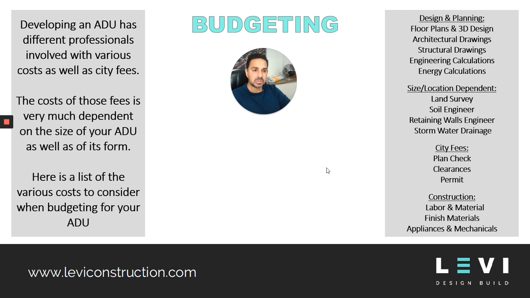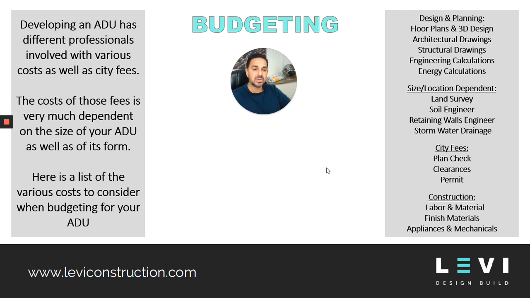In some locations and some cities, you're going to have additional surveys and calculations you might need. I can say that on hillsides, for sure, you're going to need a land survey and soil engineer, and probably also retaining walls engineering. And any unit that is over 500 square feet, you will also need a stormwater drainage calculation. And those, of course, are going to be done by additional professionals, and you will need to know if those are needed so you can budget for those as well.